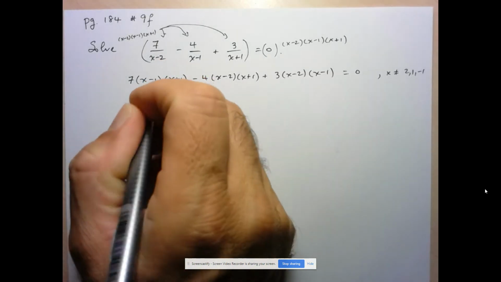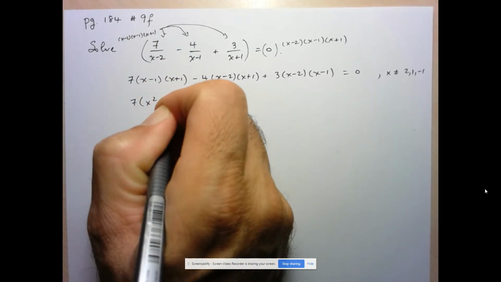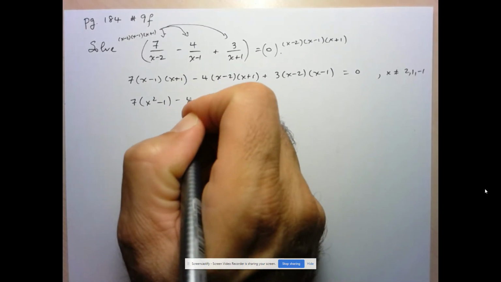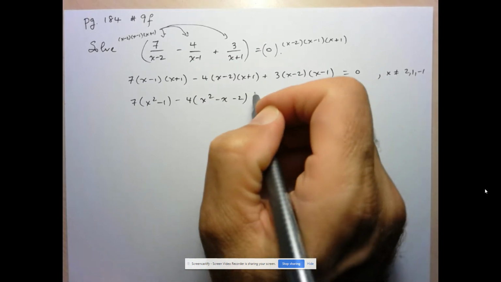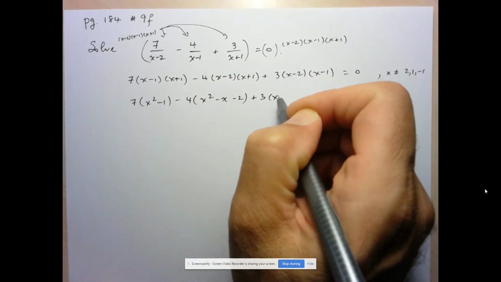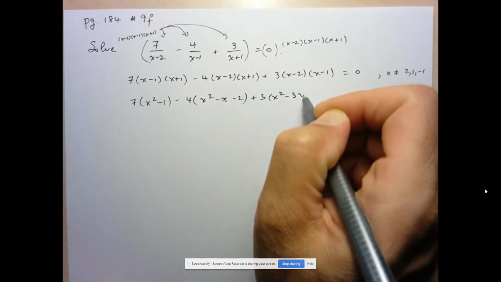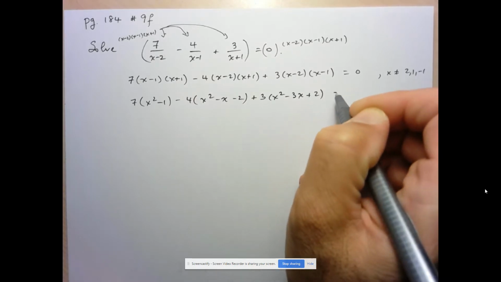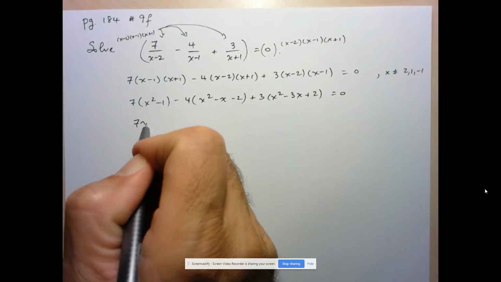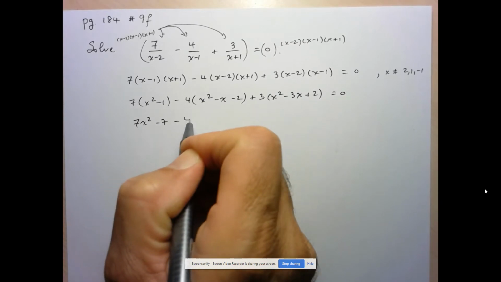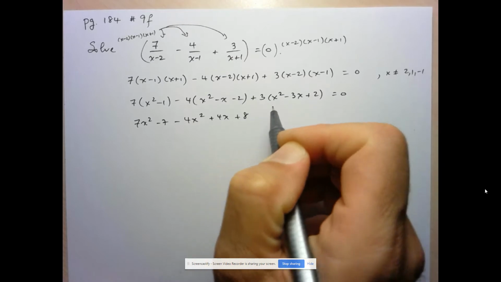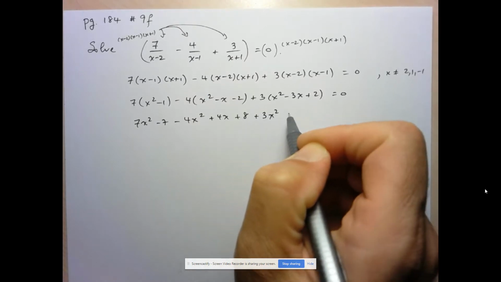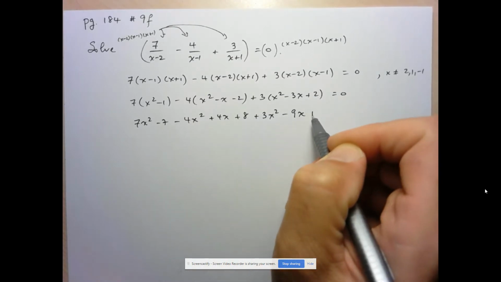So 7 times, this is just going to be x squared minus 1, the difference of squares. Here we've got x squared minus x minus 2. And here we've got x squared minus 3x plus 2. Let's keep going: 7x squared minus 7 minus 4x squared plus 4x plus 8 plus 3x squared minus 9x, and then plus 6.